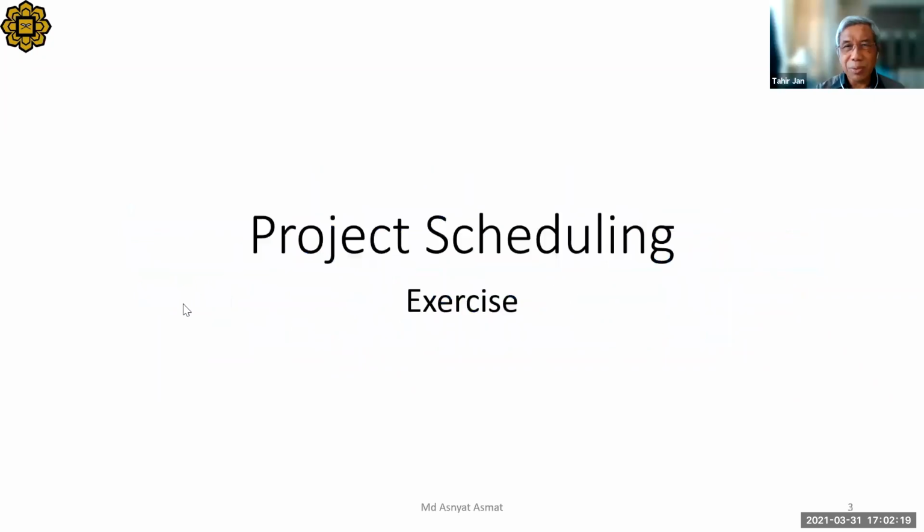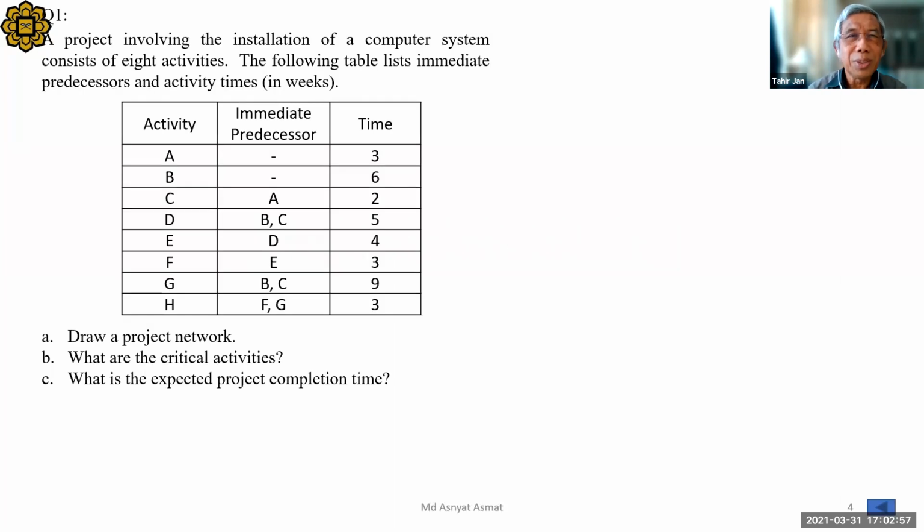Okay, today we are going to have a little bit of fun. Project scheduling. What do we remember on project scheduling? We remember CPM and the other one, PERT. Yeah, CPM is the deterministic technique, and PERT is the probabilistic technique. Okay, let's have a go on this one.